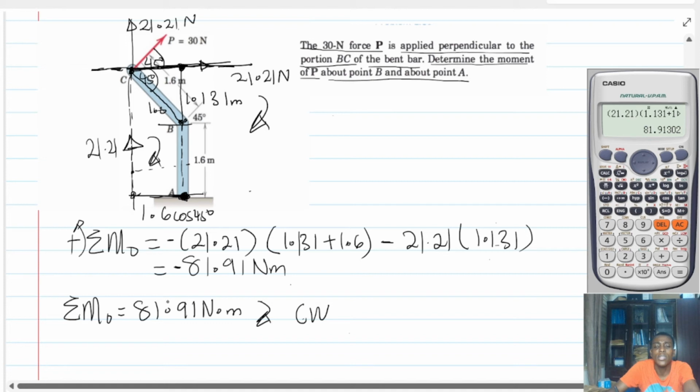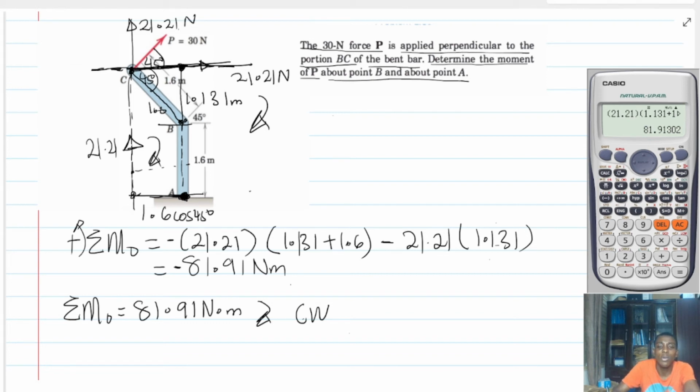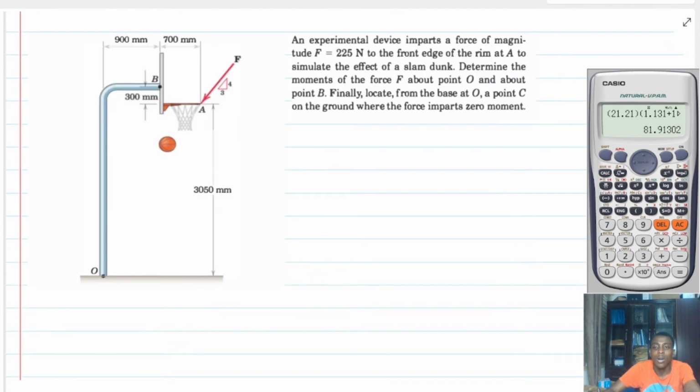All right, I hope it's clear. So that is the resultant moment. Let's solve another problem. All right, so let's solve this problem. I believe that our friends who are interested in basketball will find this problem interesting. All right, so let's read the problem together.